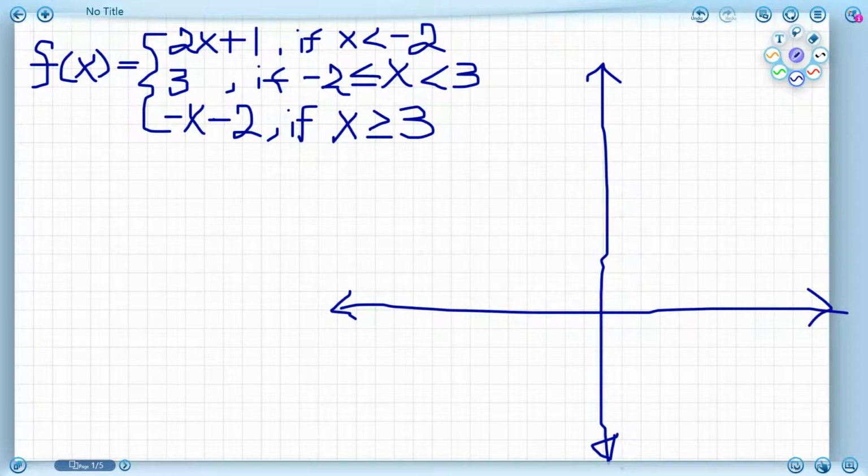Hey guys, this is part 2 of piecewise-defined functions. On part 1 we learned how to graph 2, and this time we're going to learn how to graph 3 different functions on one graph. It really isn't that much different except for graphing this little part right here.